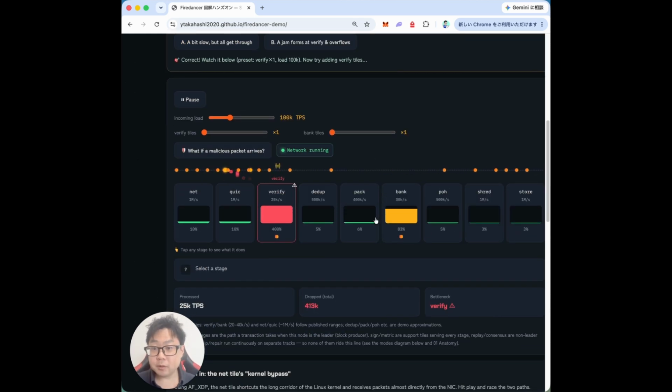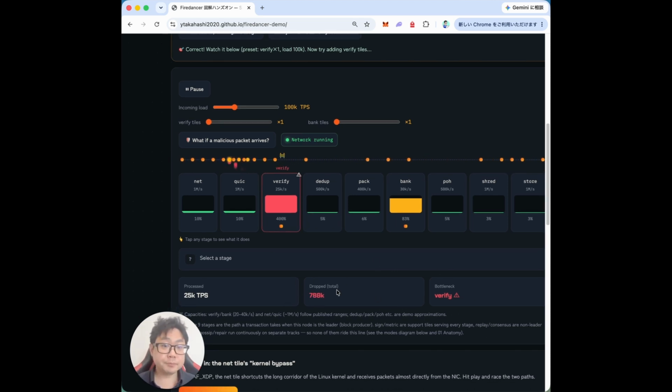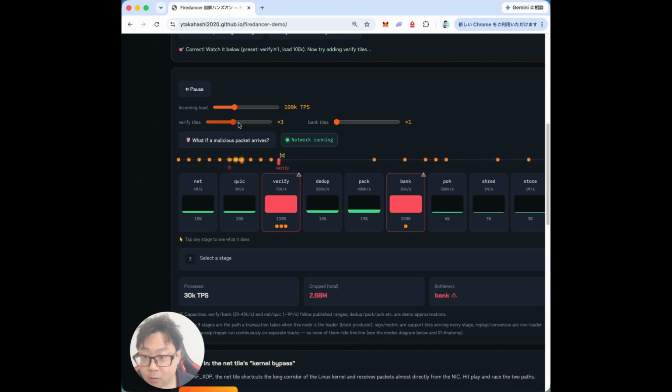Bottleneck happens and drops happen. As you can see, lots of transactions are overflowing and a bottleneck has formed. So what should we do? The answer is just add more verify tiles. Let's add them now. Now the verify tiles are 1, 2, 3, 4, 5.